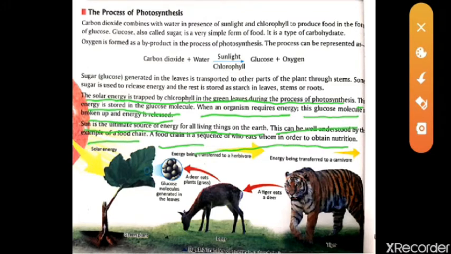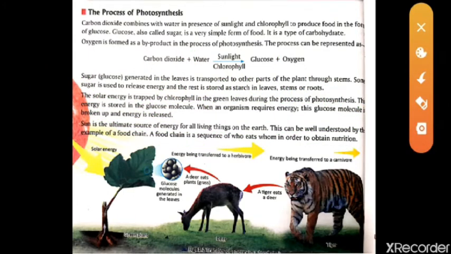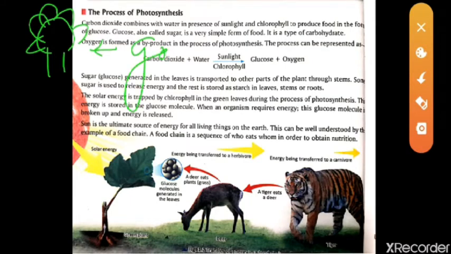See, in the food chain, if this is the grass, the grass will be eaten by a rabbit. Rabbit will be eaten by somebody else. Somebody else will be eaten by somebody else. Just take an example, here is a plant. This plant will be eaten by a goat. Goat will be eaten by a lion or by a human being.